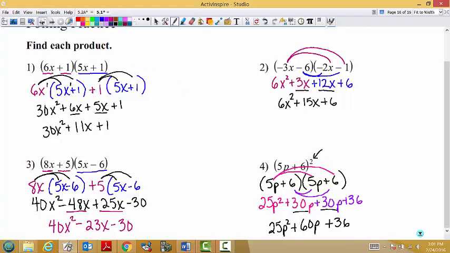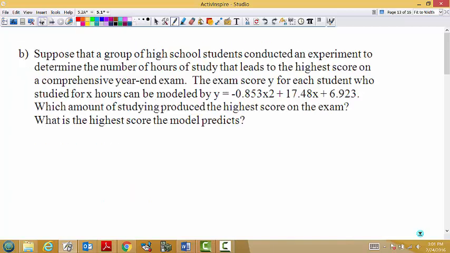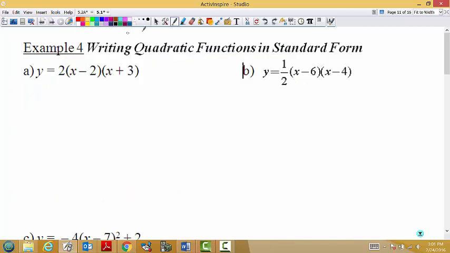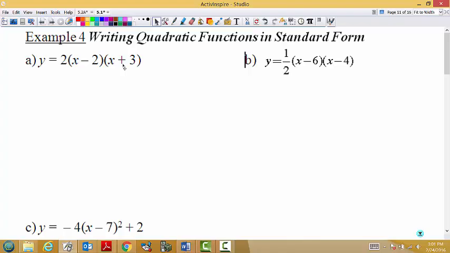Now let's go back to page 3, example 4. We're writing the quadratic functions in standard form. Now what you've got is you've got these two, you're going to have to foil them, and then you've got this 2. I want you to pretend that the 2 isn't there for a minute, and go ahead and foil these. X times x, and just for fun, turn your sound on.